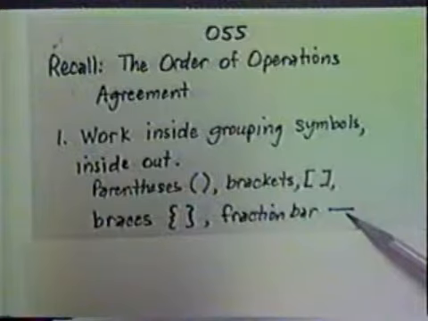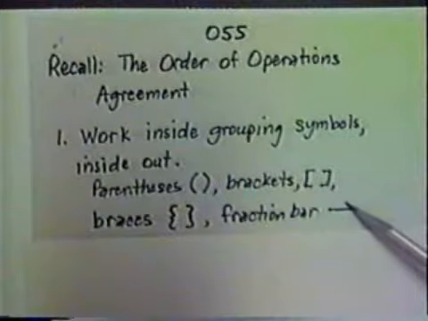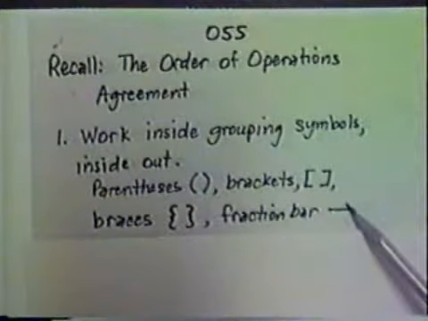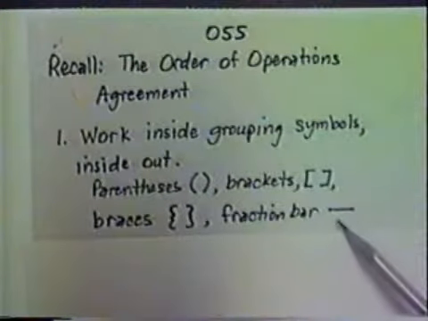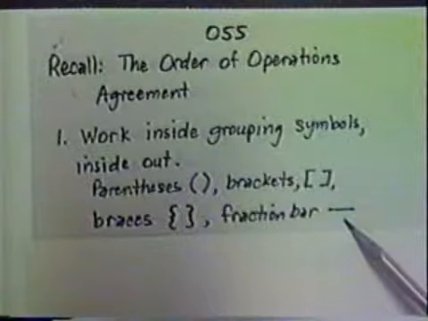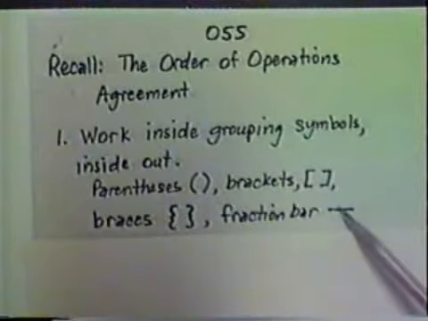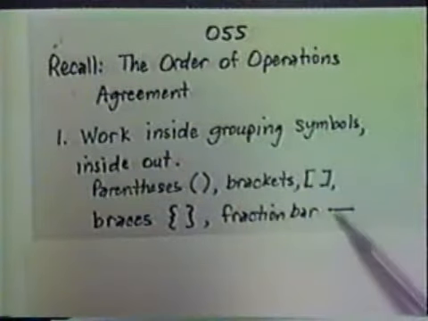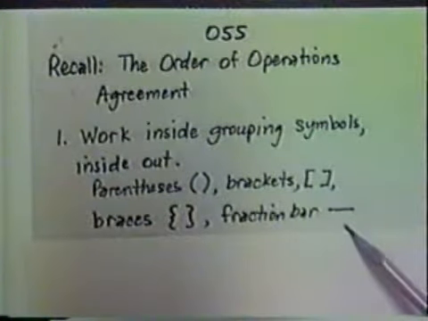The fraction bar may not seem like a symbol of inclusion, but if you have more than one thing to be done in a fraction, that is, pretend that you have, say, 2 plus 3 in the numerator, and maybe 12 minus 6 in the denominator, the fraction bar says, do the part in the numerator and do the part in the denominator as if they were written inside parentheses.